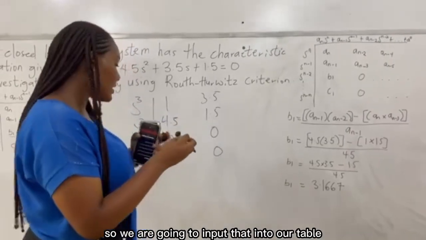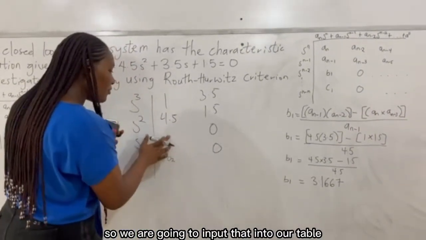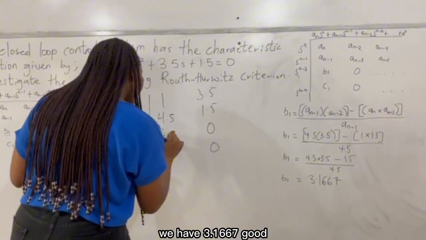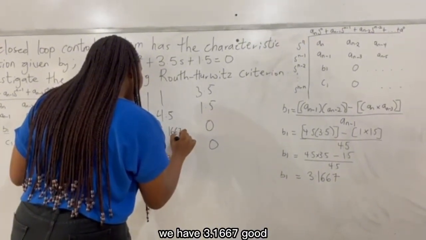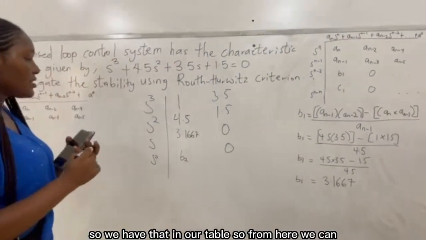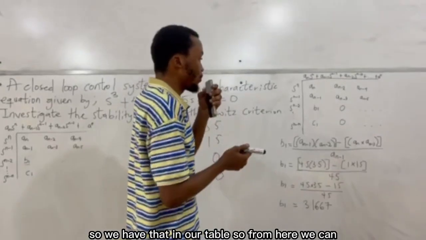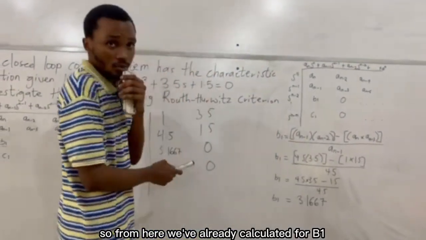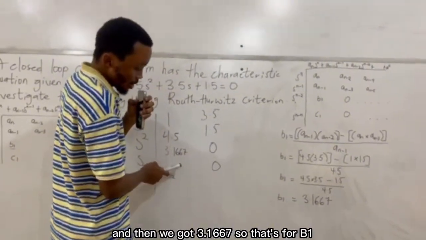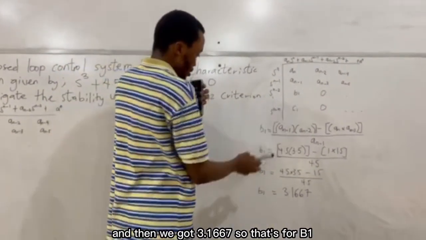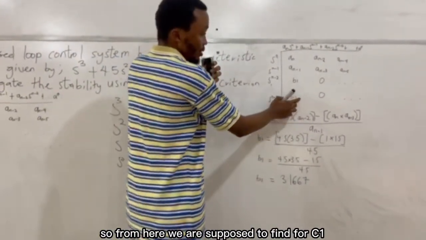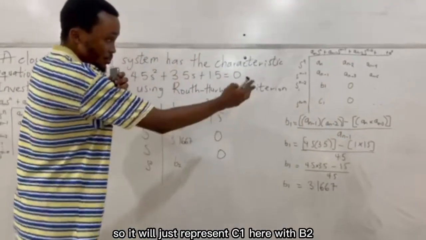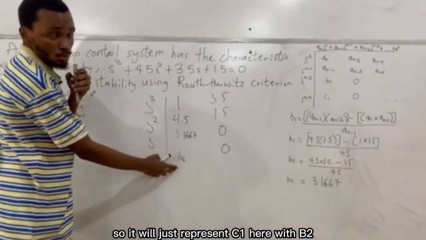So we are going to input that into our table. We have 3.1667. Good. So we have that in our table. From here, we've already calculated for B1, and then we got 3.1667. So that's for B1. From here, we are supposed to find C1. So we will just represent C1 here with B2.